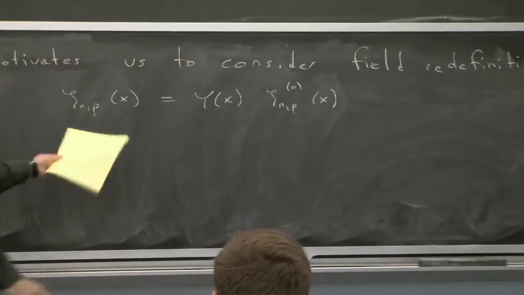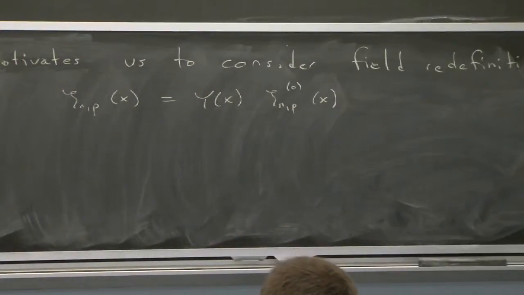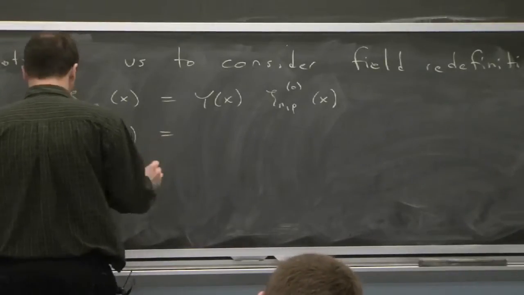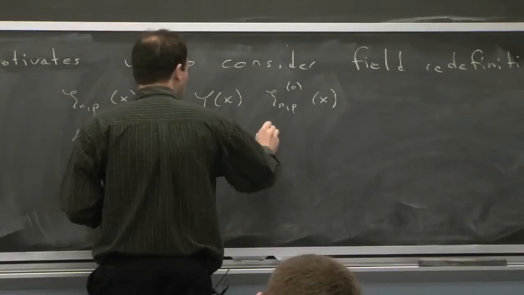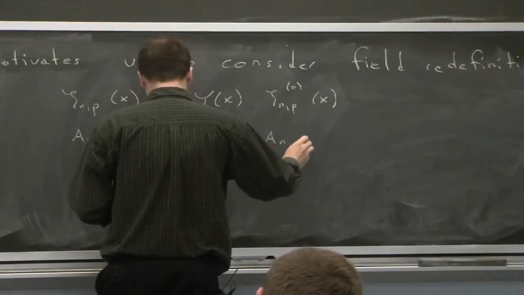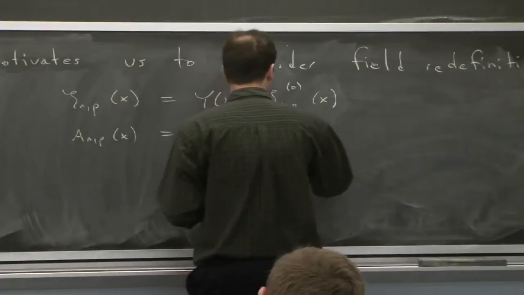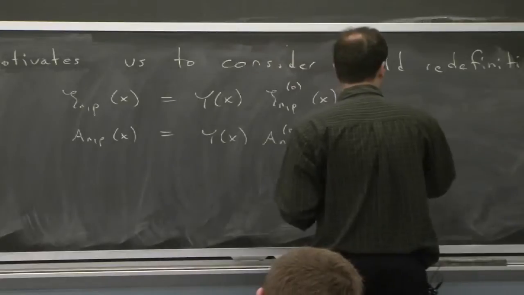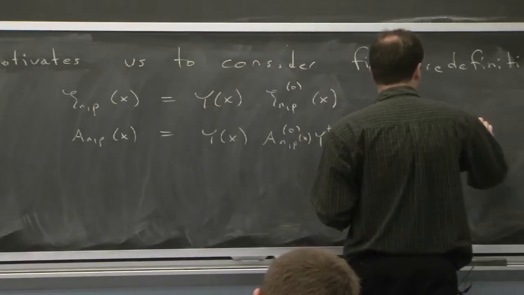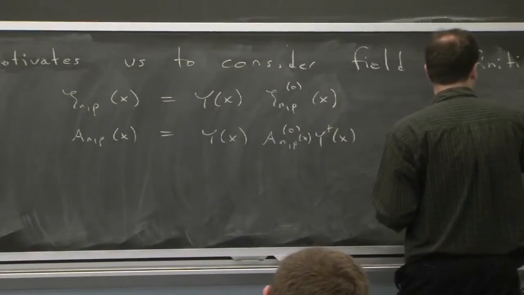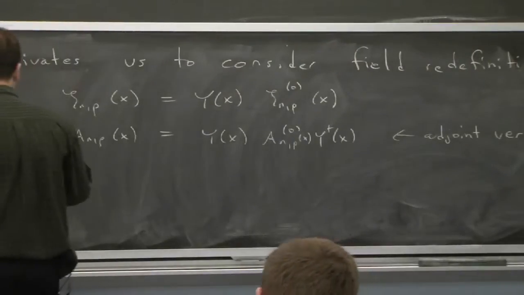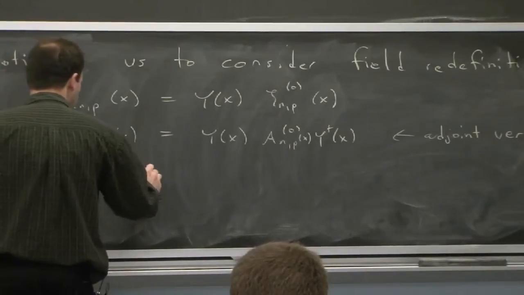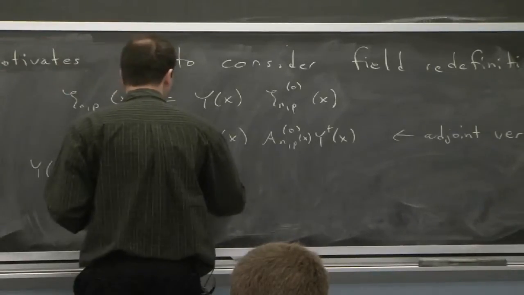We take our original collinear field and we pull out a Wilson line Y, and we can do a similar thing for the gauge field. This is just the adjoint version of the same field redefinition, where Y is a Wilson line, which corresponds to that in momentum space and in position space. So a path-ordered exponential.